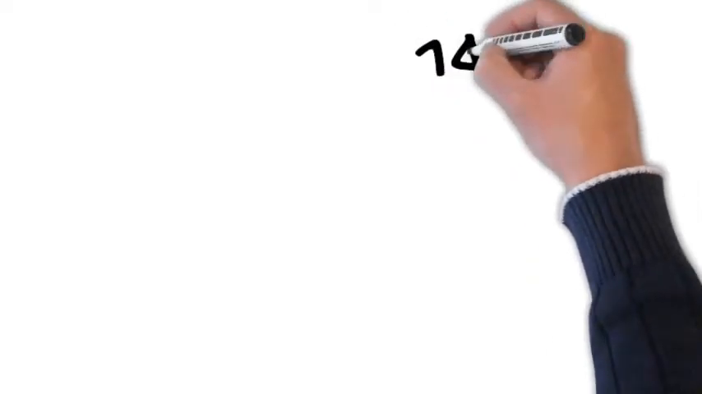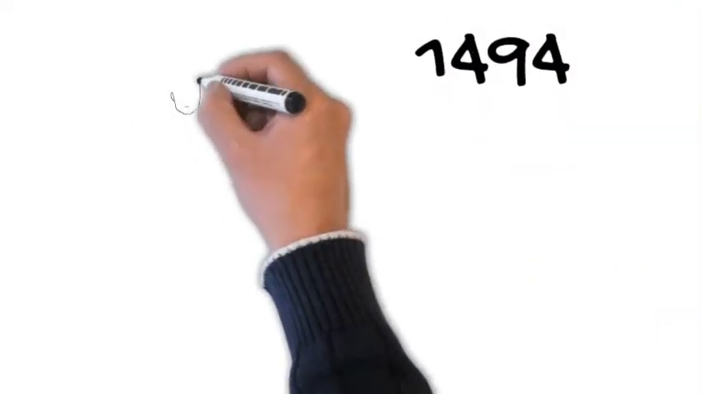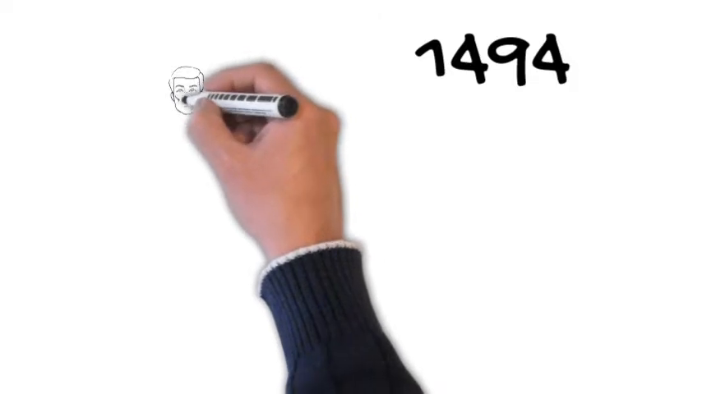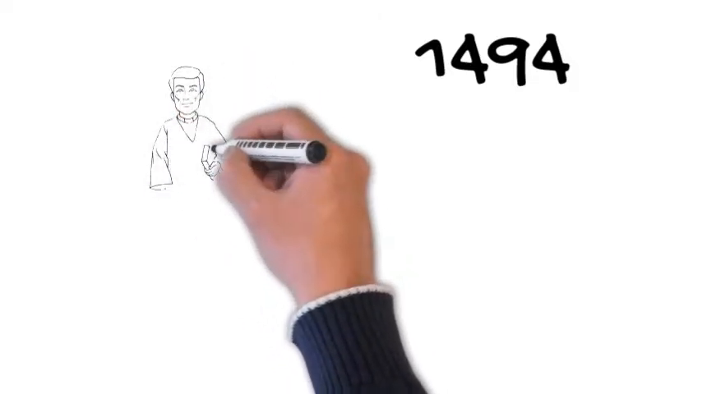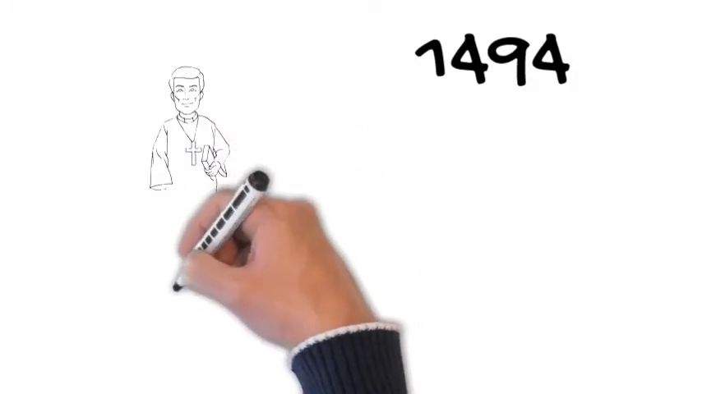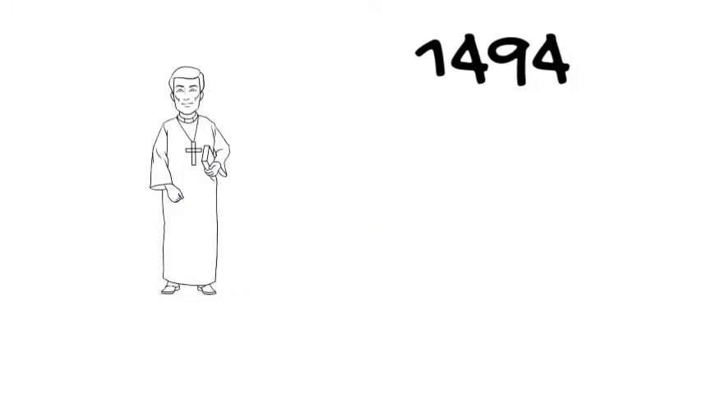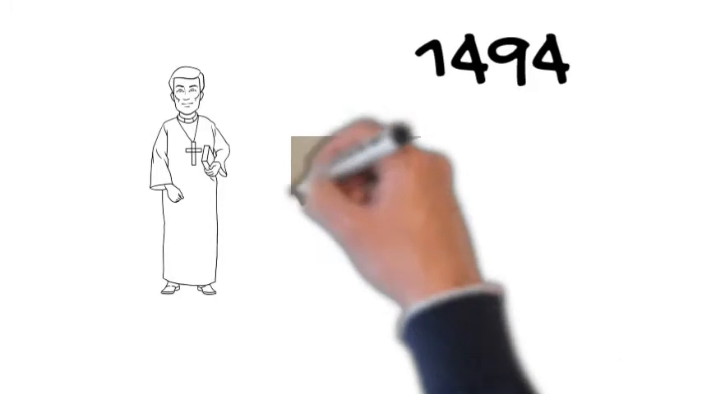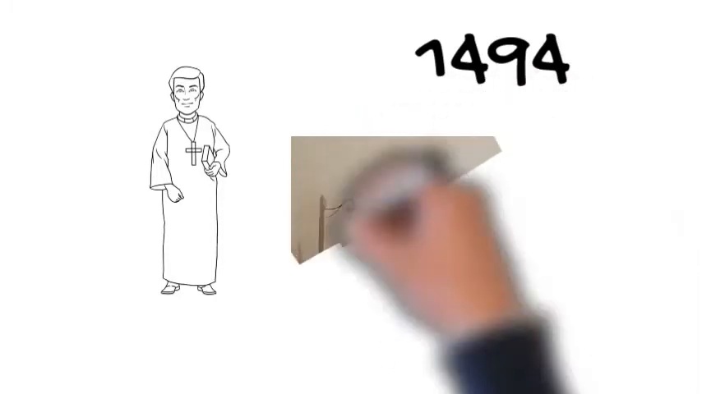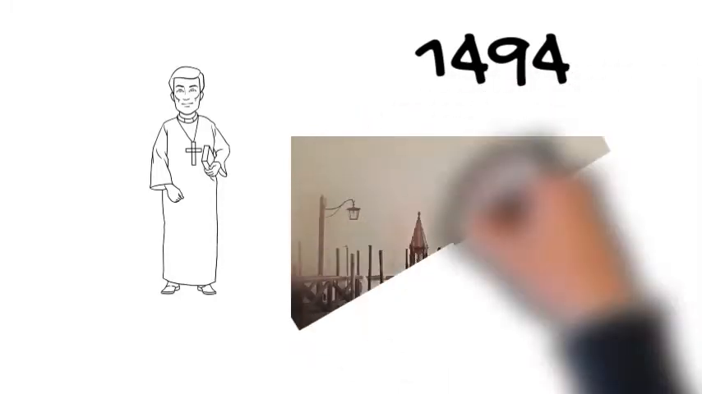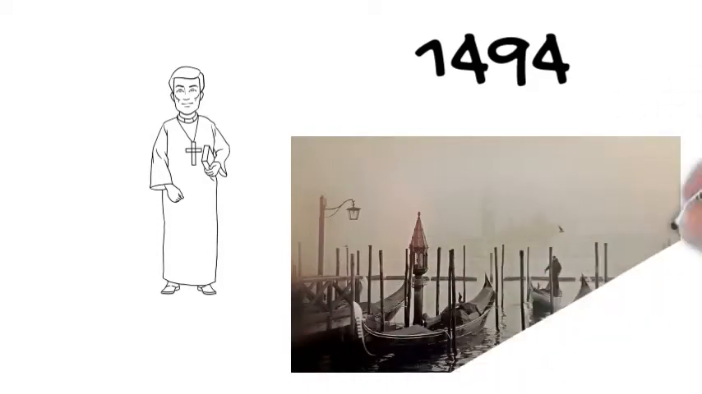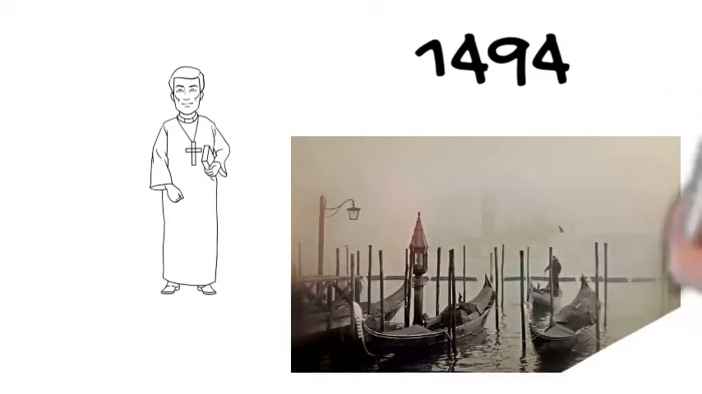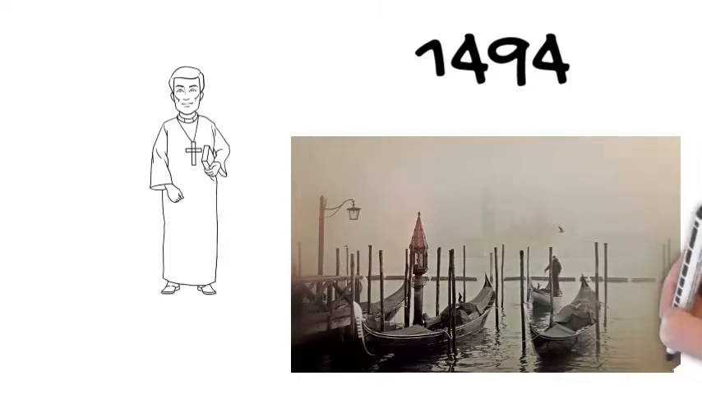Well, first of all, a little history lesson. In 1494, a Franciscan monk wrote a book, and he's known as the father of accounting. He recorded how merchants in Venice would record their business transactions, and they used a double entry system. This was the birth of debits and credits, and this was used as the basis for preparing a set of accounts.